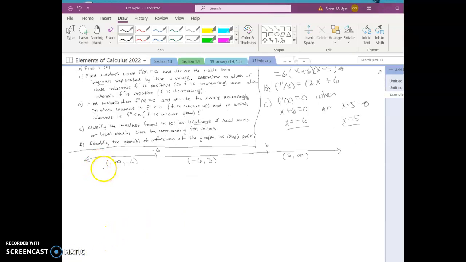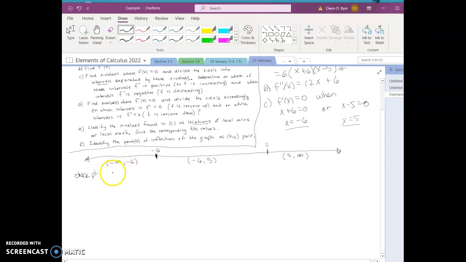Continuing on in part C, we're supposed to find the intervals where the derivative is either positive or negative. So you can see here I've split up the x-axis, the number line, from negative infinity all the way up to infinity. And we've made our cut points at negative 6 and 5 because those are the values where the derivative is 0. And I'm going to pick an arbitrary point in each interval to use as what we call a checkpoint. I'll just write this here, checkpoint.